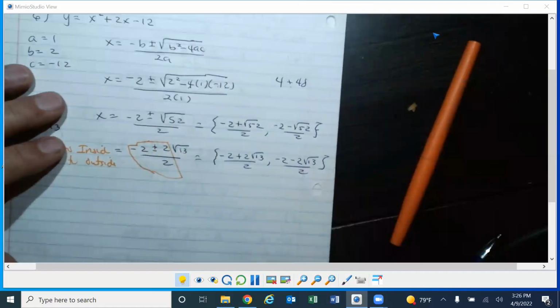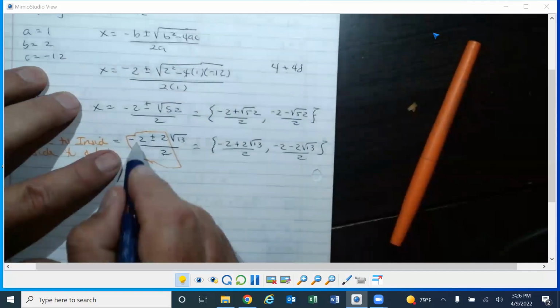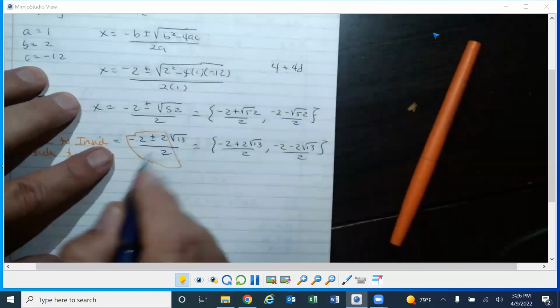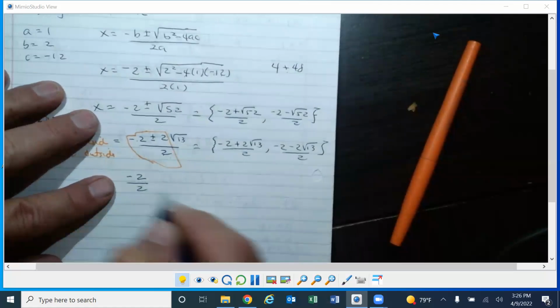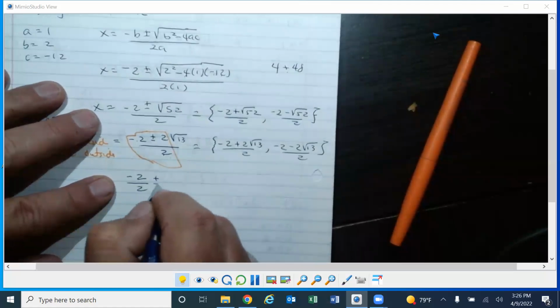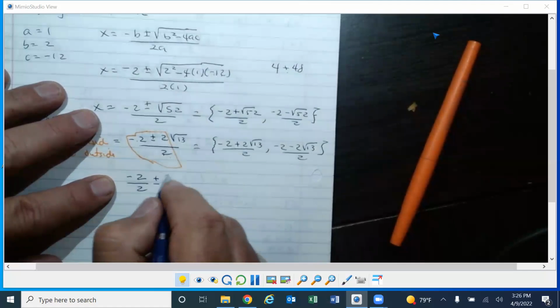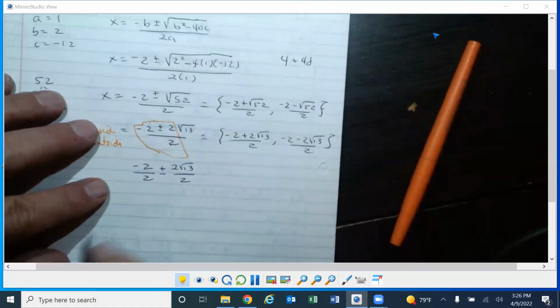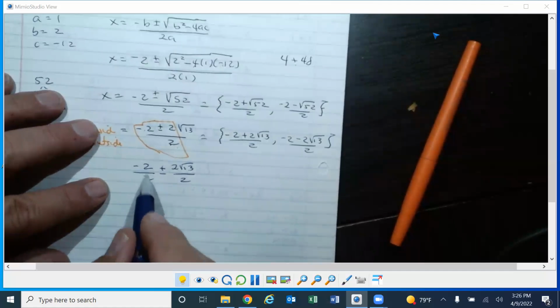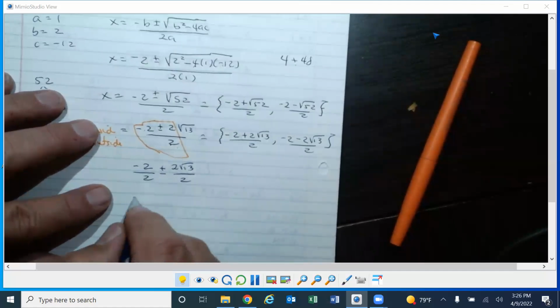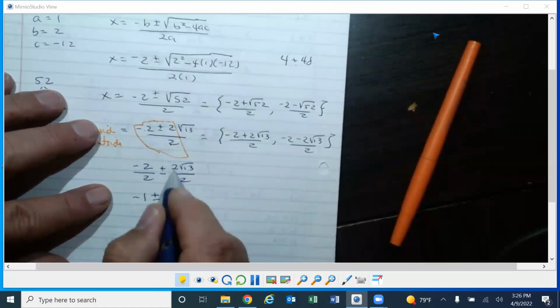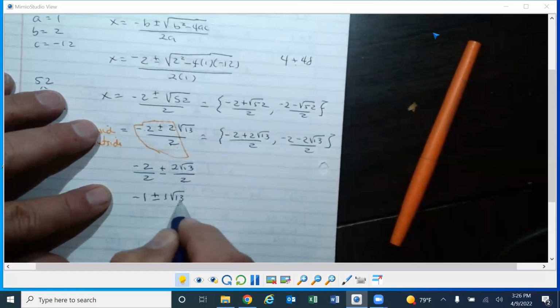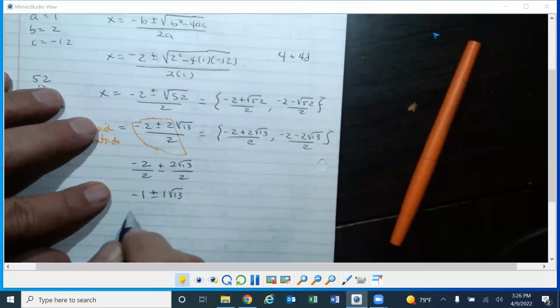The best way to look at this is this 2 goes with this, and this 2 goes with this. So watch this, -2 divided by 2, plus or minus, this 2 goes with this. So it's 2 square root of 13 over 2. Outside to outside, 2 goes in -2 one time. 2 goes in that one time. 1 times the square root of 13 is the square root of 13.